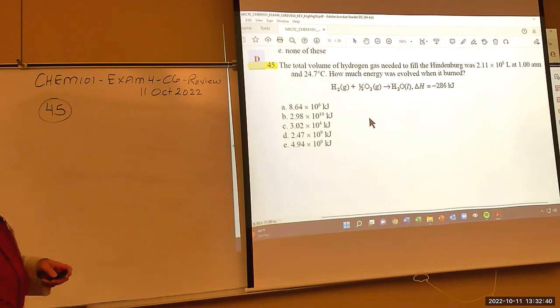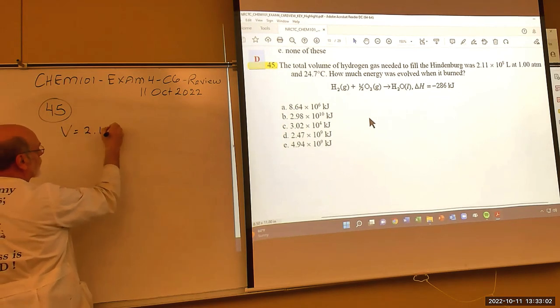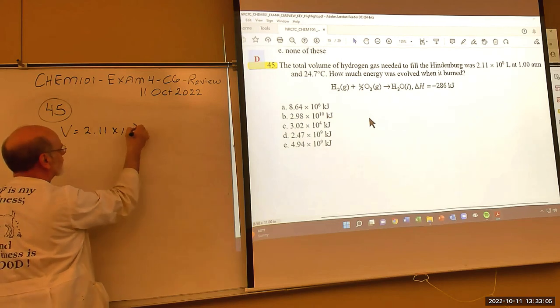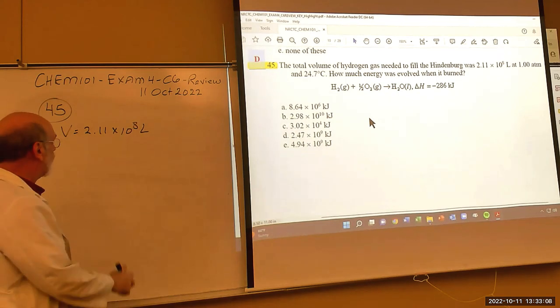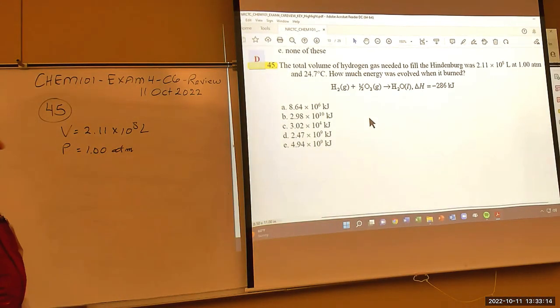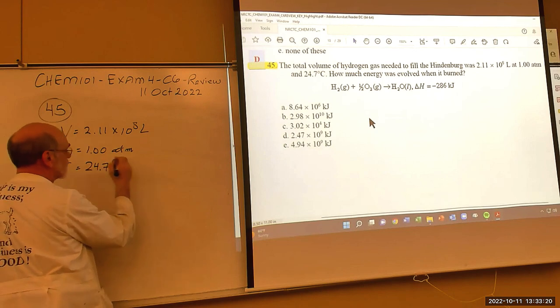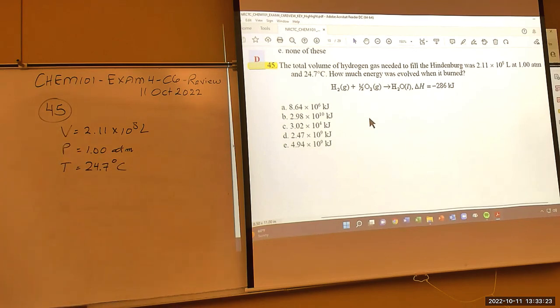Total volume of hydrogen gas needed to fill the Hindenburg. You guys, I don't even remember the Hindenburg. I wasn't alive then. But we do have some engineering drawings. We know how much gas it holds, or held before it caught fire. Its volume is equal to 2.11 times 10 to the 8th liters. That's a lot of gas at one atmosphere, and 24.7 degrees C. How much energy was evolved when it burned?